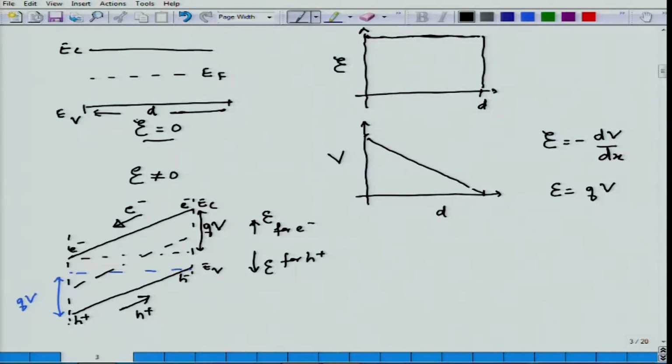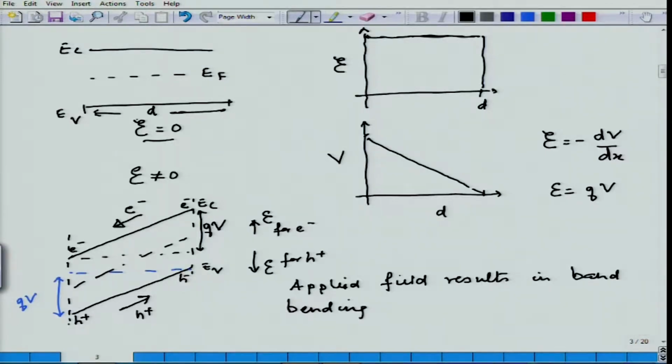Now, with this result, basically I can say that the applied field results in band bending, and vice versa can also be said to be true for a semiconductor, which means that if you have band bending, there is some sort of built in potential or field existing in the material, and this we will see later when we discuss devices. Currently, we are discussing only the effect of applied field here.